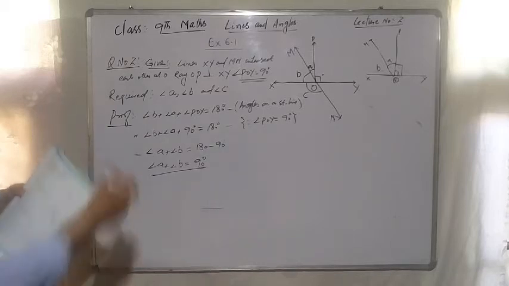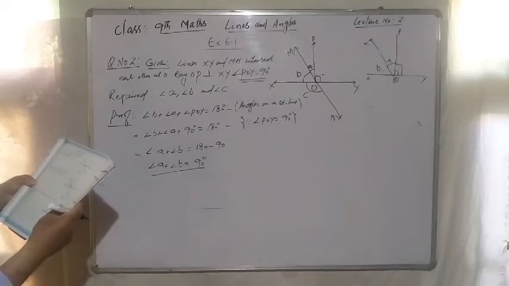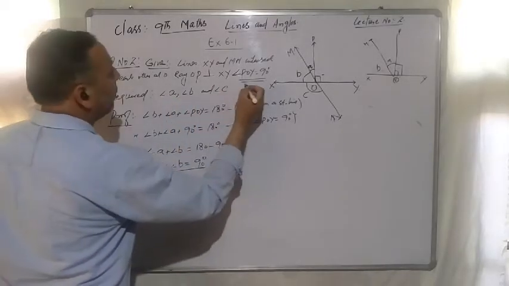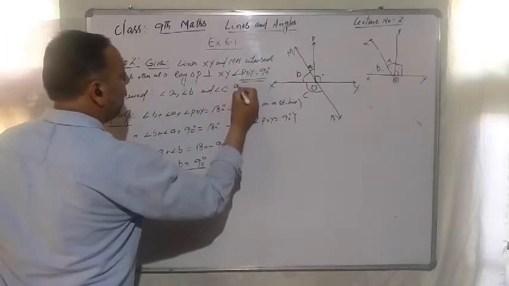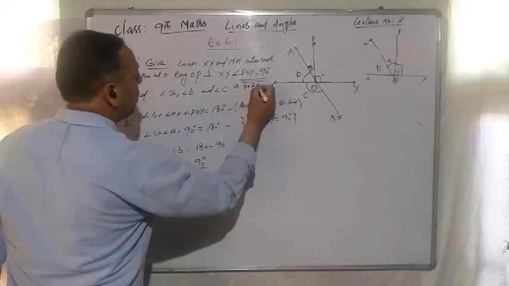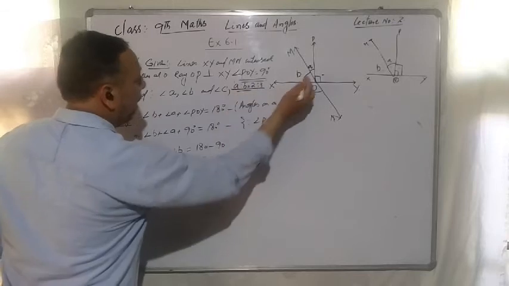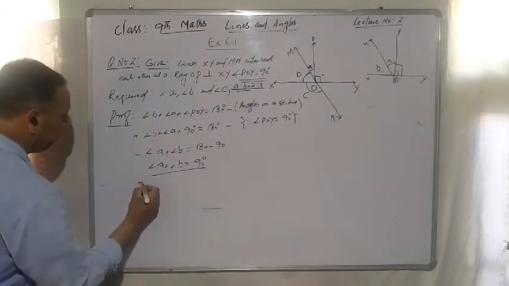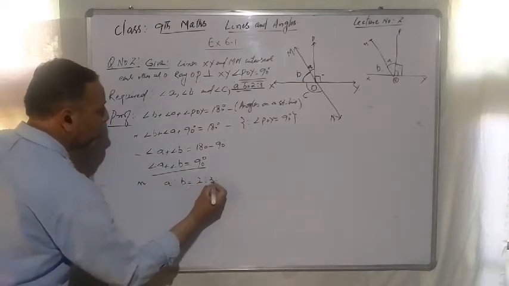Now, it is given that angle A is to angle B is 2 is to 3. Let me write it here: A is to B is 2 is to 3. It is given. The ratio between angle A and angle B is 2 is to 3.